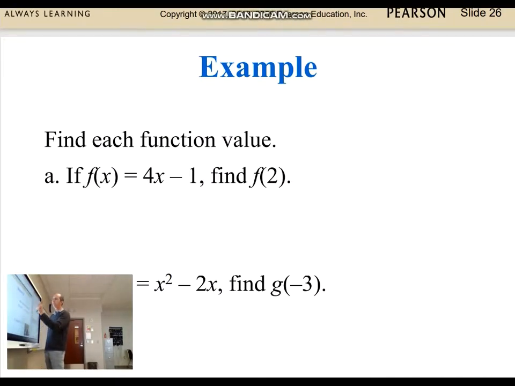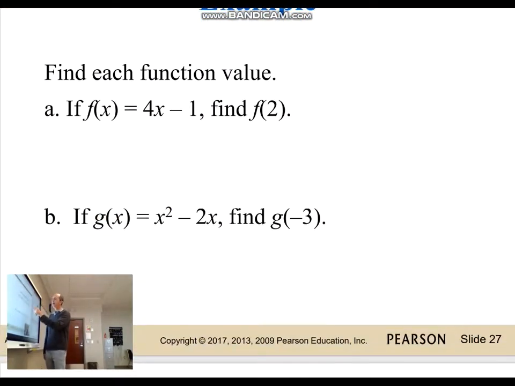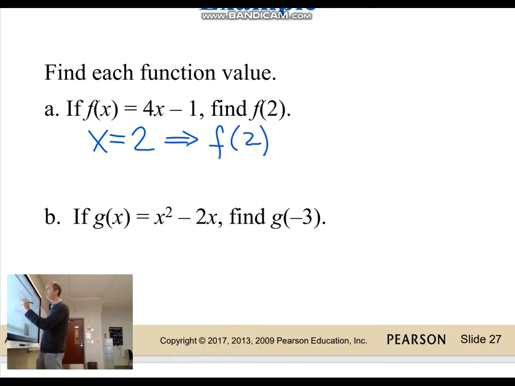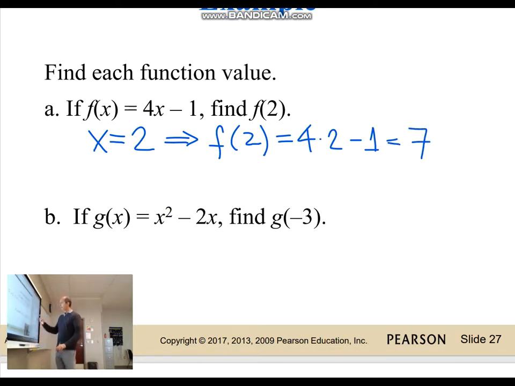So find each function value. If f of x equals 4x minus 1, find f of 2. What you have to do here, very simply, is plug in and make x equals 2. Then you're going to find f of 2 equals 4 times 2 minus 1. 4 times 2 is 8, minus 1, 7. Okay? Now, next example.